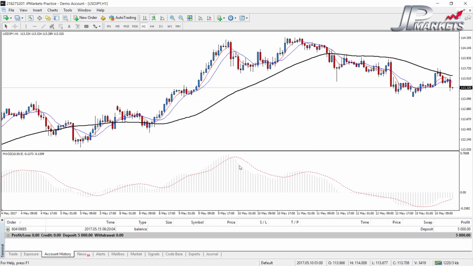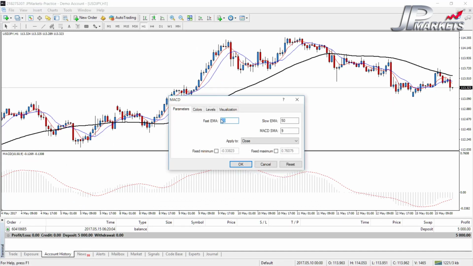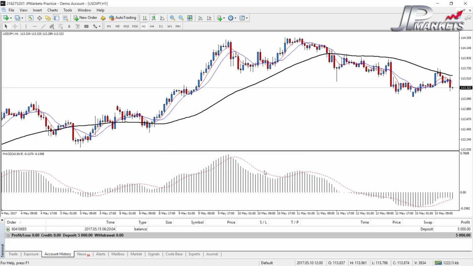And now we see we need to change the colors again. So I can right click on the MACD, go to properties, colors, and I'm going to switch this to black. There we go. Now this won't correspond exactly with the one on top because we are using exponential moving averages, but you will see most of the time it's very, very close to each other.